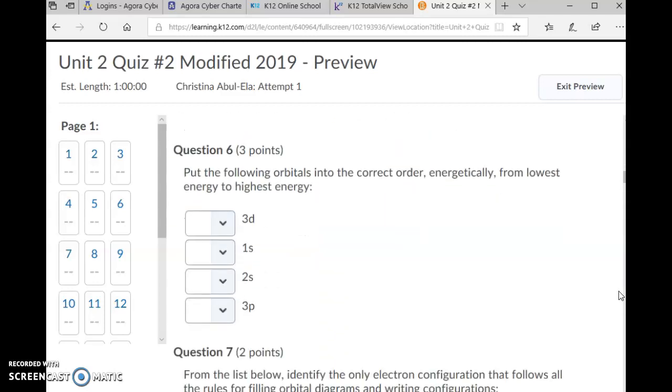Question 6. Put the following orbitals into the correct order energetically from lowest energy to highest energy. We have 3d, 1s, 2s, 3p.